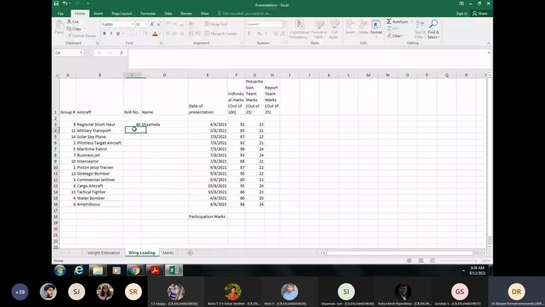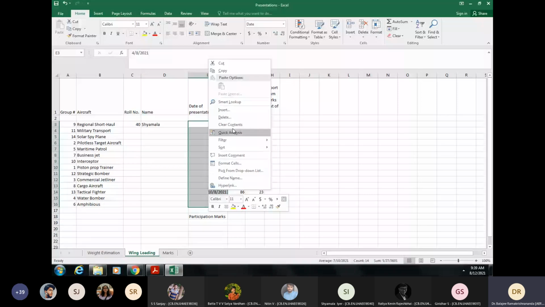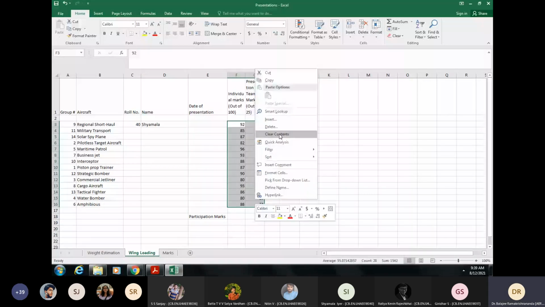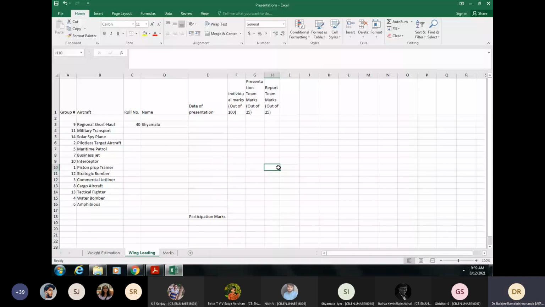We will decide tomorrow for the other groups. Group of 9, 11, 14, 2, 5. Be prepared tomorrow. Okay. Are you able to see the screen? Yes, sir. Okay. So the template is set. Military transport.